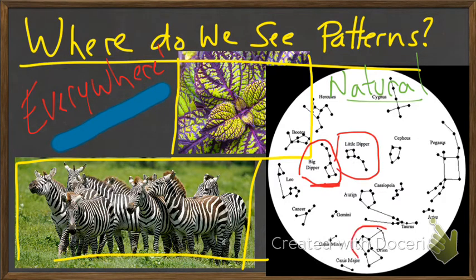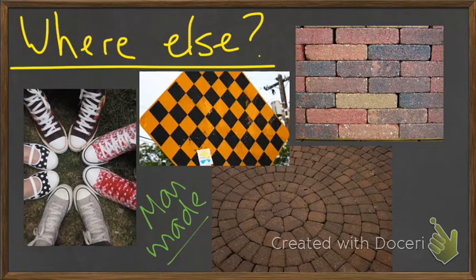A lot of people can see Orion or Orion's belt, the 3 dots beside each other, the 3 stars beside each other. But these are all naturally occurring patterns. We also have man-made patterns. So for example, if we look at these shoes here, this is just some individuals putting their shoes together. And it looks really, really cool.